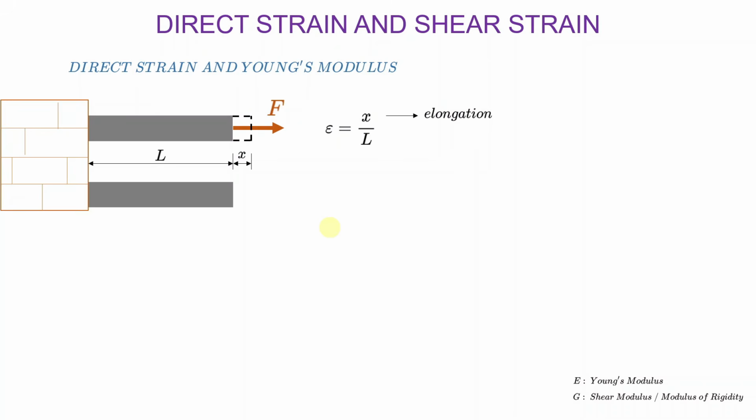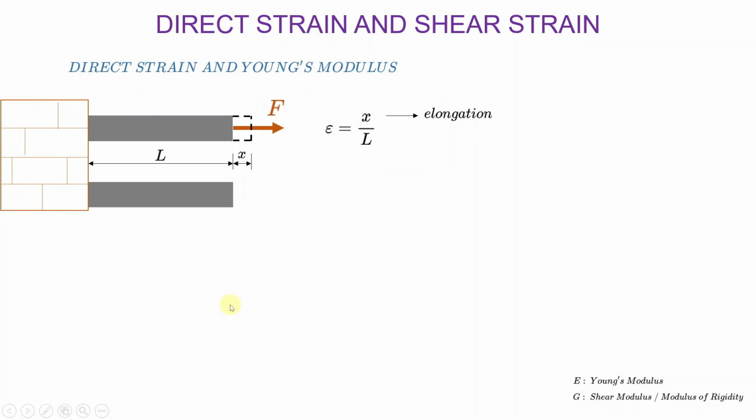So I hope you can clearly see what is going on here. We have a bar and then we apply a tensile force to the bar. Because of this force, the bar stretches by a length X. And so if we want to calculate the direct strain due to that force, that strain will be equal to this stretching, which we refer to as elongation, divided by the original length of the bar.